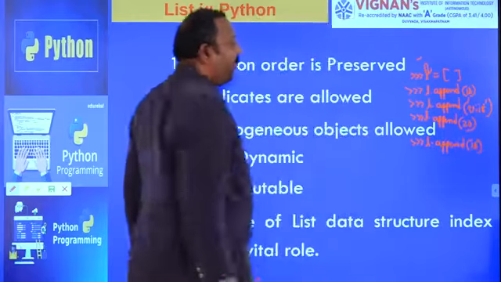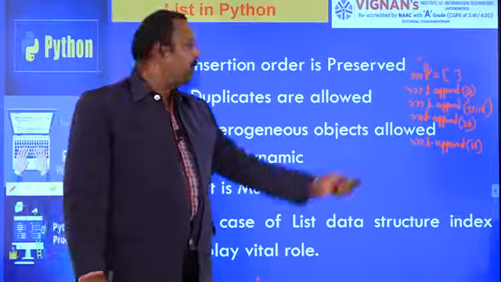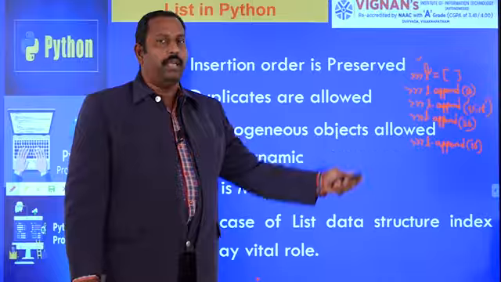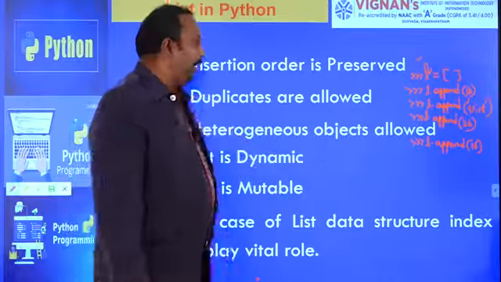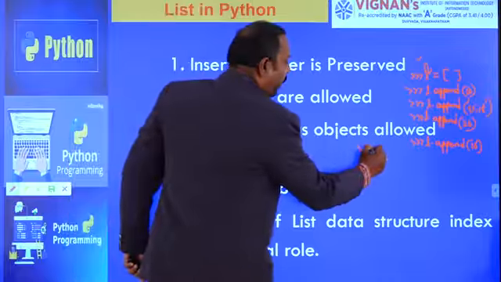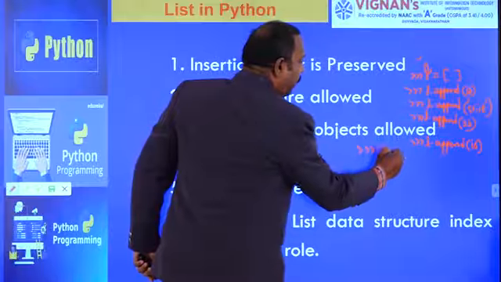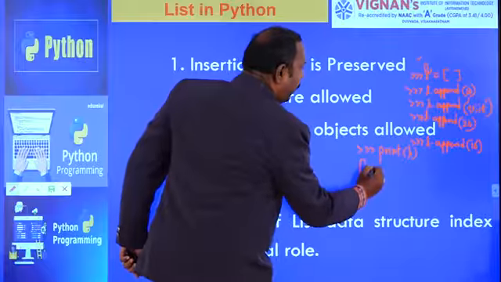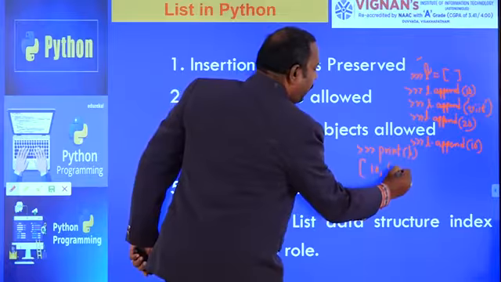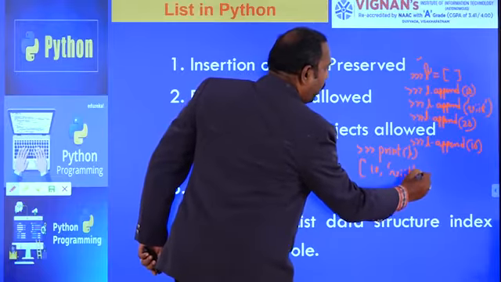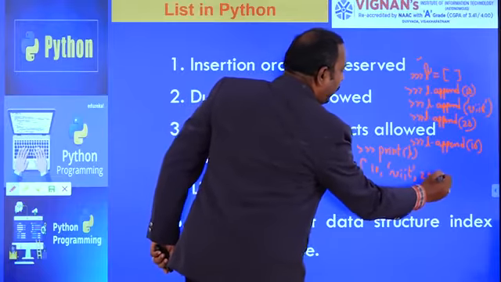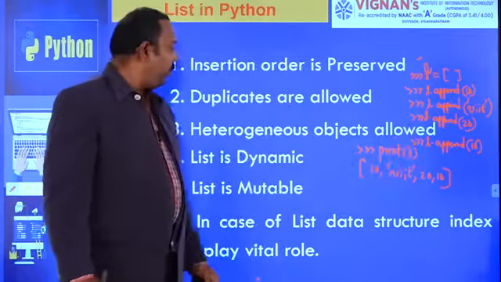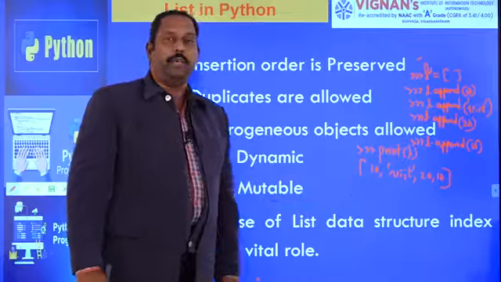So like this, I have inserted 4 elements into a list data structure. The first element is 10, the second element is VAIT, third element is 20, and fourth element is 10. Now I want to print the list. So print L. Print L means you will get the output: 10, VAIT, 20, 10. This is the output, you will get it here.